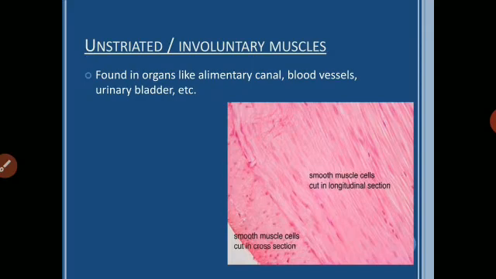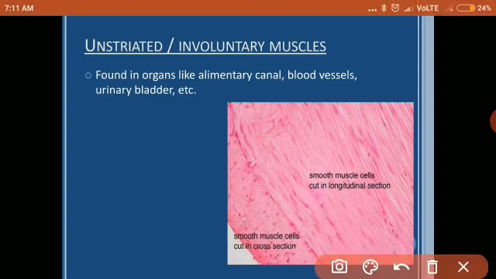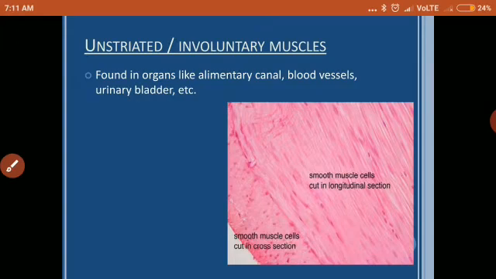For example, you eat food and then you say that you don't want to digest your food. This will not happen. If you eat food, your body wants to digest it, and the alimentary canal is the digestive system, and therefore it will start working and the muscles of the alimentary canal will start moving. Therefore this is involuntary. It is not happening by my wish. Similarly with the urinary bladder or blood vessels or other organs also.